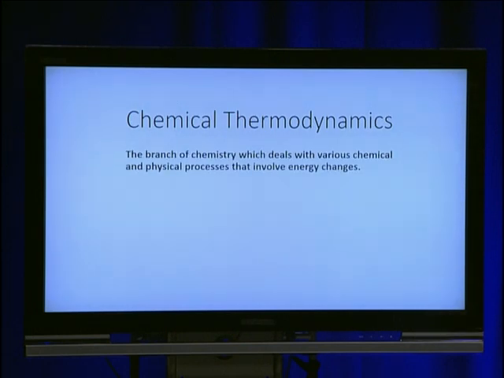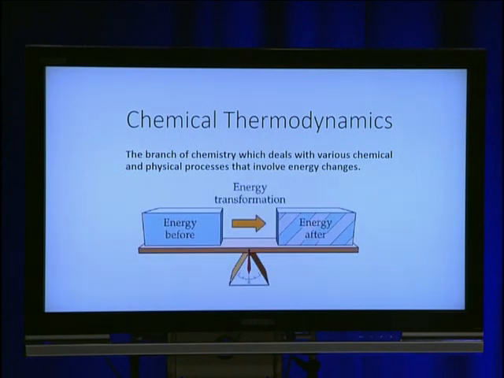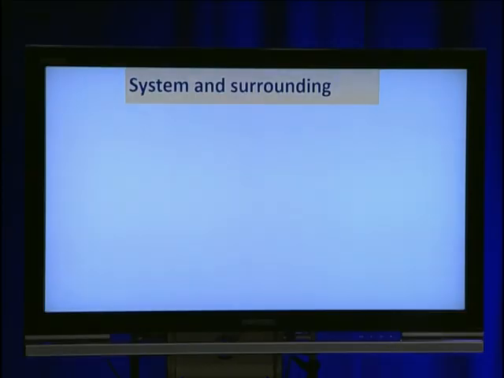It's the branch of chemistry which deals with various chemical and physical processes that involve energy change. So, chemical thermodynamics is basically the study of energy changes that take place during any process. It can be a chemical process or it can be a physical process. First of all, let's look at what we mean by the surrounding and the system.